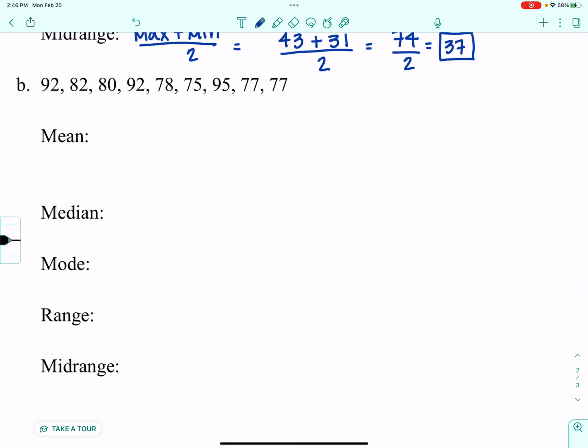So I need 92 plus 82 plus 80, another 92, 77. So my average is 83.1 repeating.